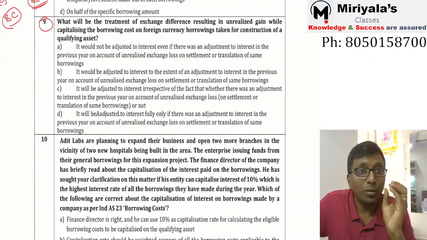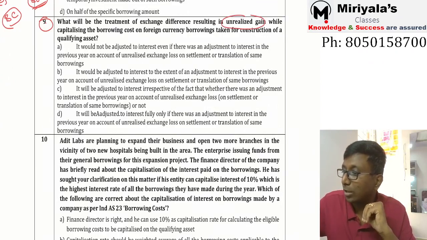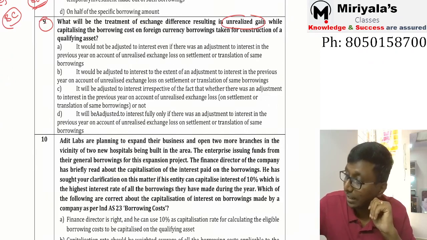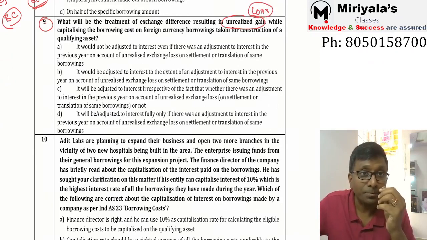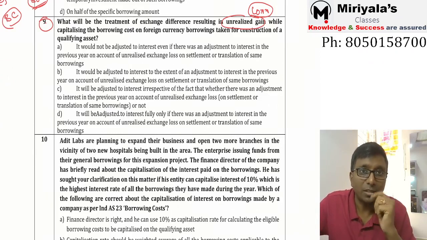Chalo. What will be the treatment for the exchange difference resulting in unrealized gain? See, unrealized gain has come, while capitalizing the borrowing cost on the foreign currency borrowing taken for the construction of a qualifying asset. See, first point is: is it a gain or loss? No, it is not a loss. See, if it is a loss, that is cost. What you lost is cost. If it is a gain, unrealized gain, then it is not correct.